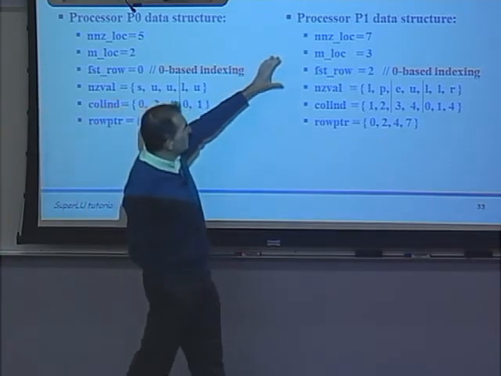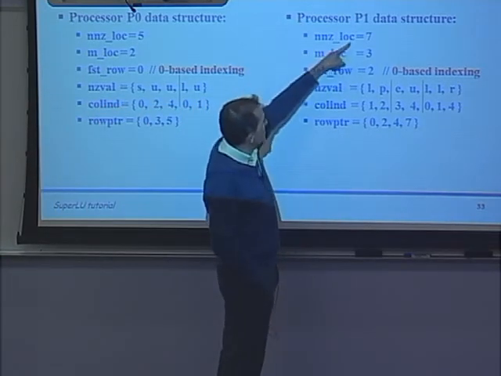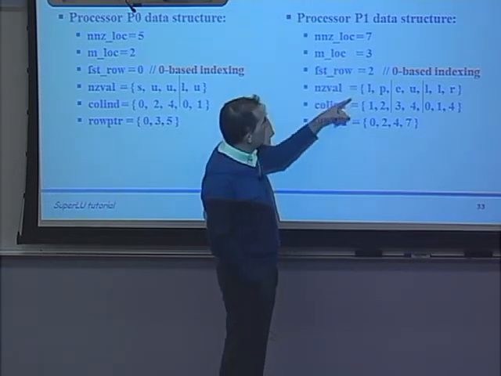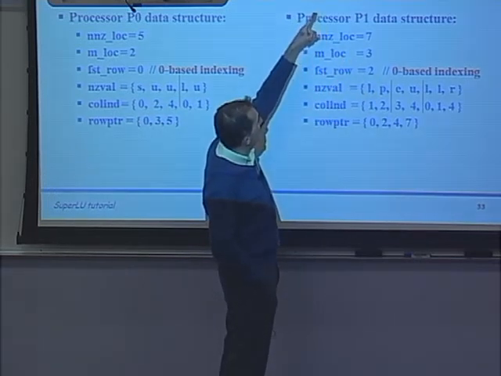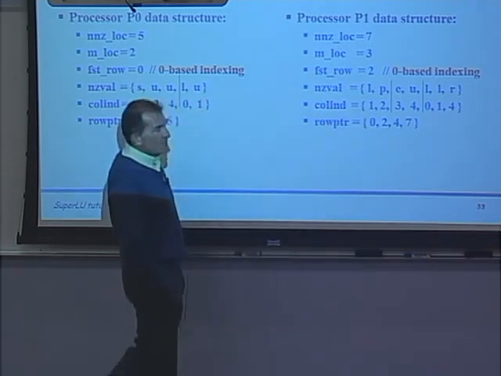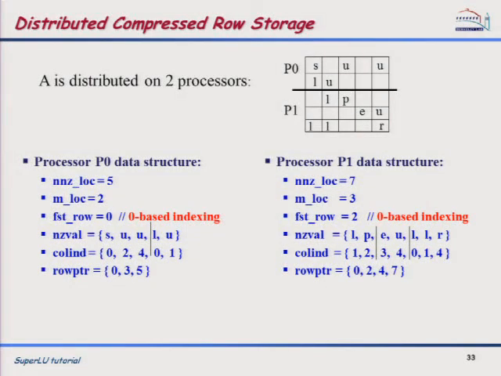And the same thing for P1, now 7 non-zeros, 3 rows, and where the first row starts, and the indices and the pointers. So then you do this. In one of the first slides in this presentation, we had that for a big matrix, a full matrix. Here you apply the same representation for each one of the blocks, or the local submatrices.